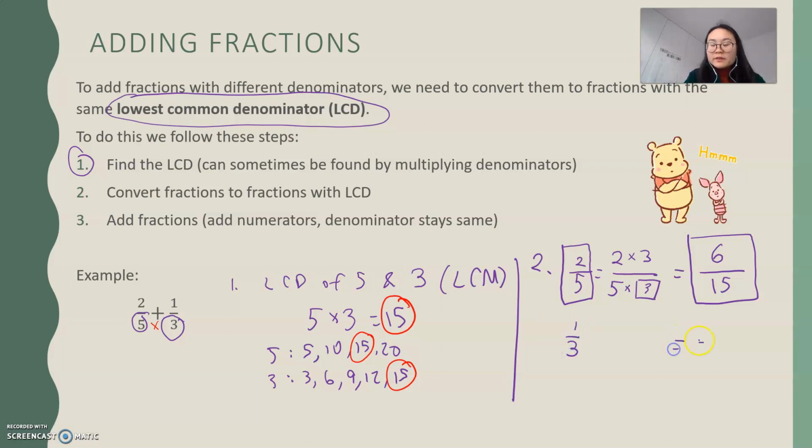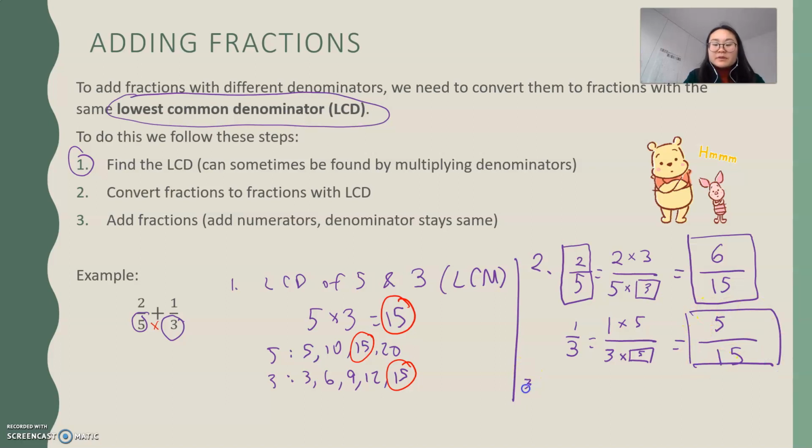Now I need to do the same thing for my second fraction, 1 over 3. So I want to write 1 over 3 as something over 15. 3 times something gives me 15. To figure out that something, you go 15 divided by 3, that gives you 5. And whatever you do to the bottom, you must do to the top. So I've got 1 at the top already, and I need to multiply that by 5 as well. So that'll give me 5 over 15.